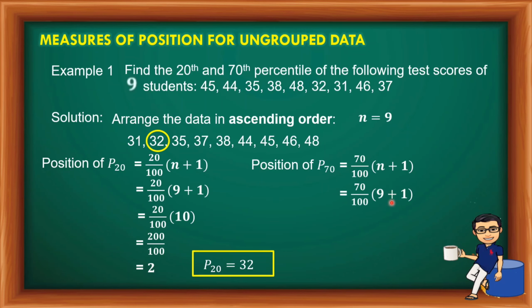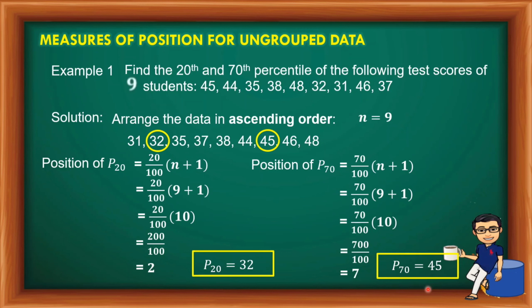So, n is 9. Pinalitan lang natin. And 9 plus 1, that will be 10. 10 times 70 is 700 over 100. And 700 divided by 100, that will be 7. So, ibig sabihin yung pang 7 naman. 1, 2, 3, 4, 5, 6, 7. Ito ngayon yung ating magiging percentile 70 is equal to 45.